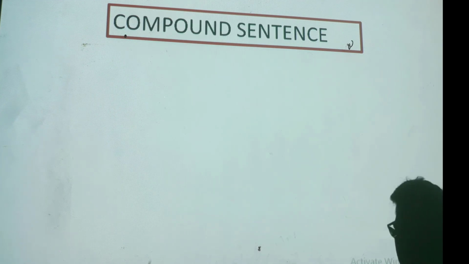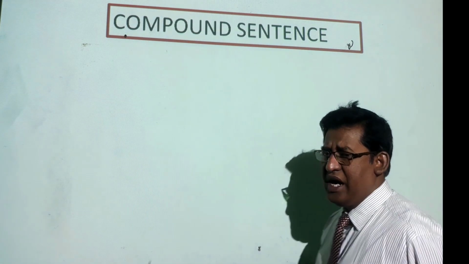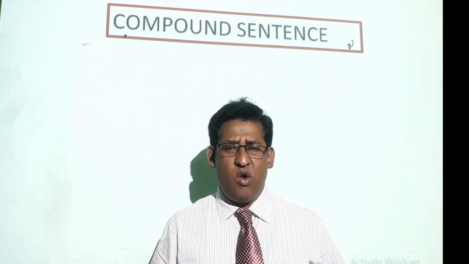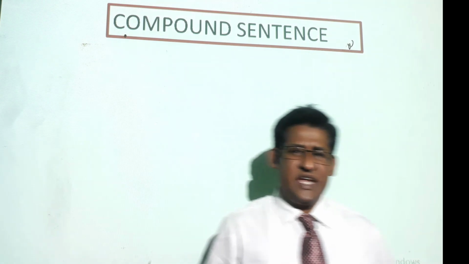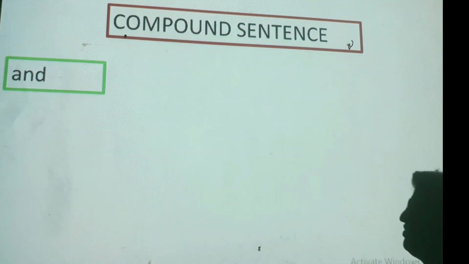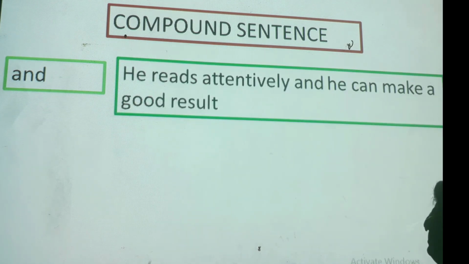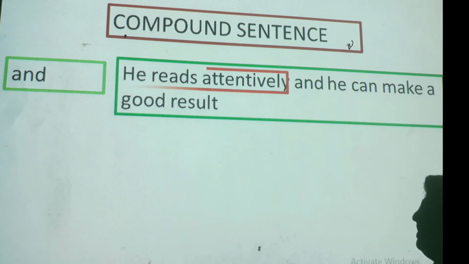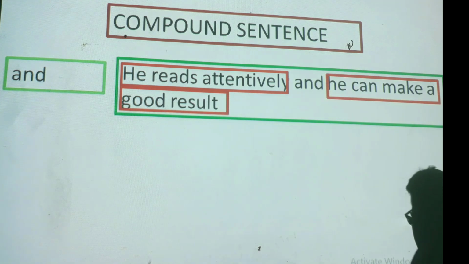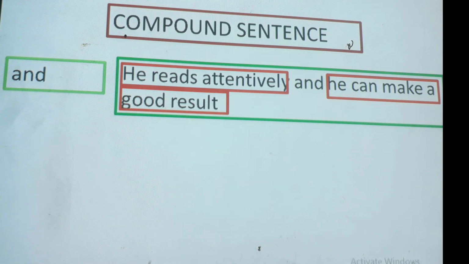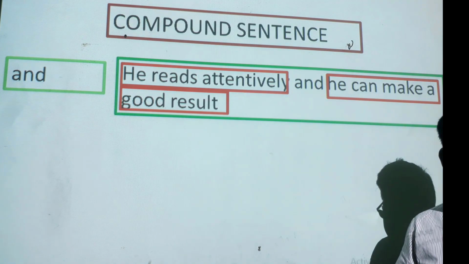Now we will know how to identify compound sentence. When we will see "and" in a sentence. Example: He reads attentively and he can make a good result. He reads attentively, this is the first sentence. And he can make a good result, this is the second sentence. That means there are two sentences here.